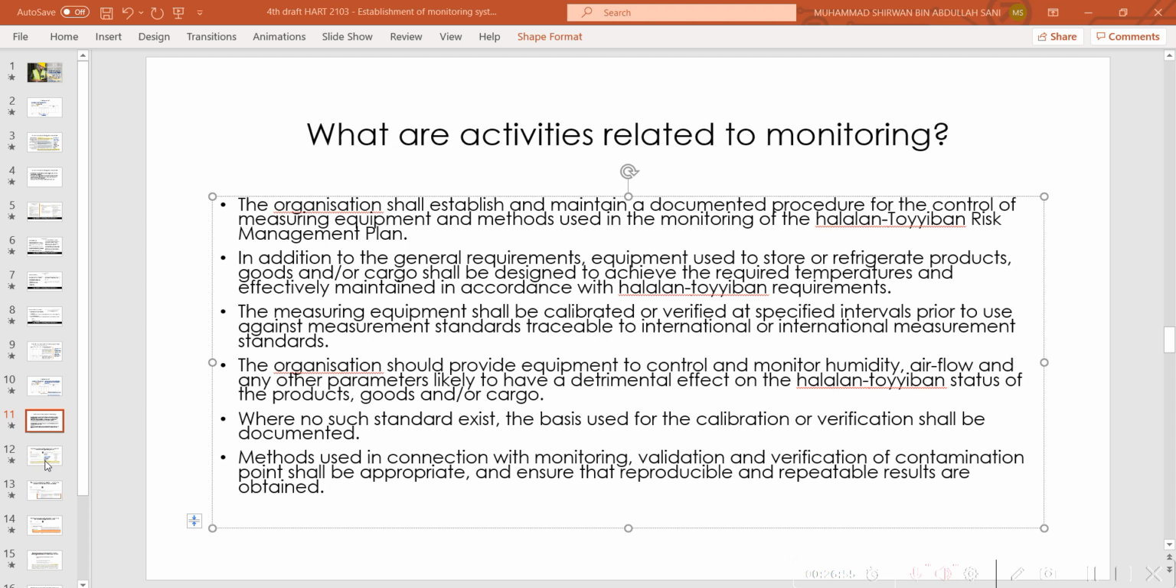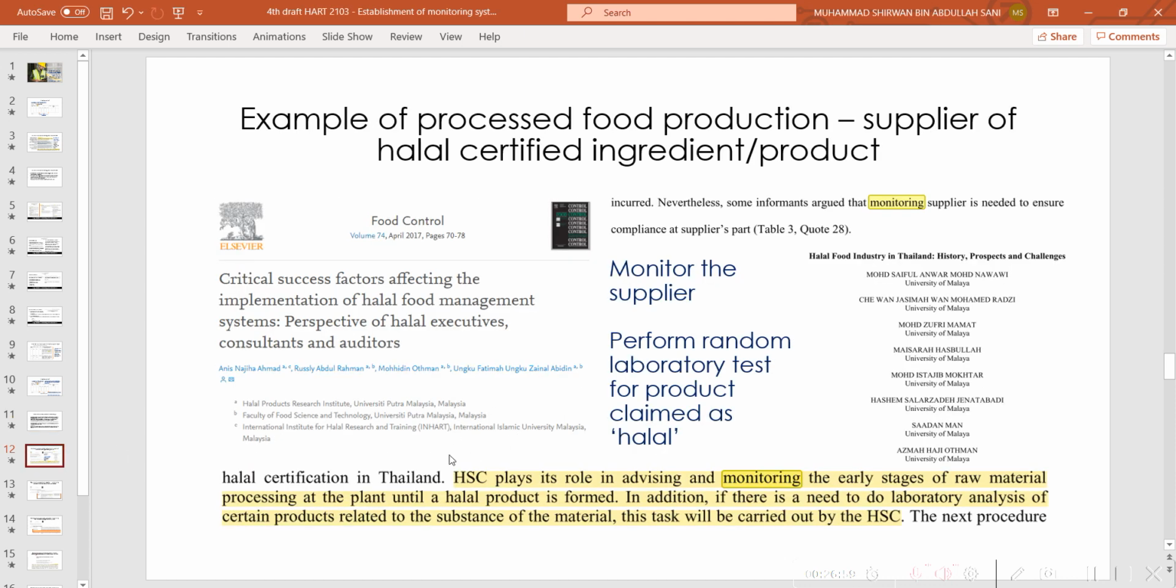All right. So what else? Okay, example of processed food production. Supplier of halal certified ingredient of products. For example, here you can see you can monitor the supplier itself.